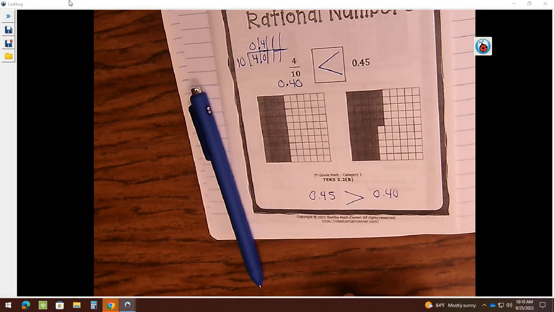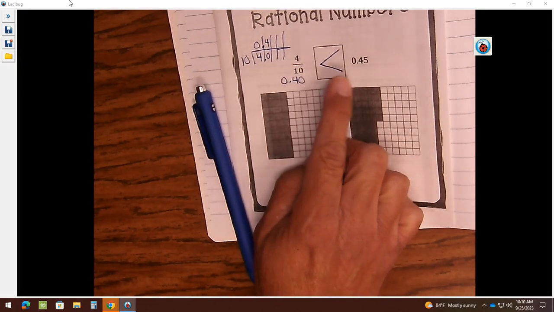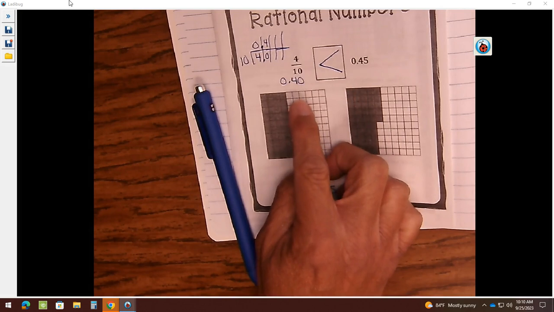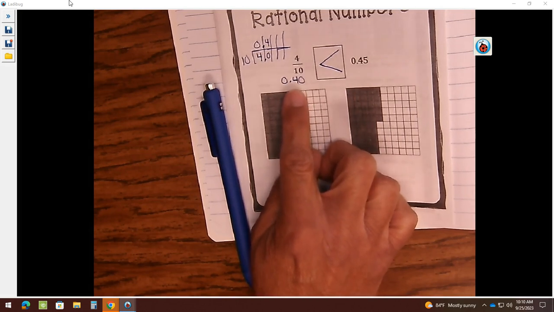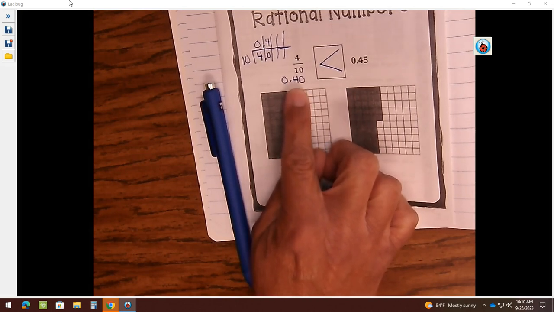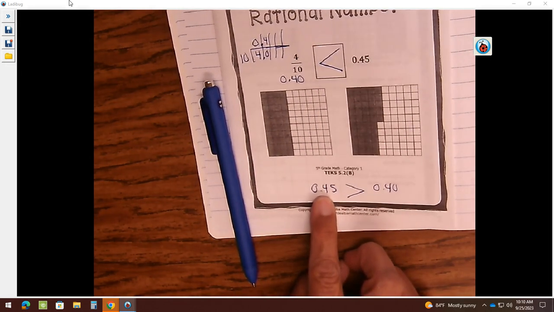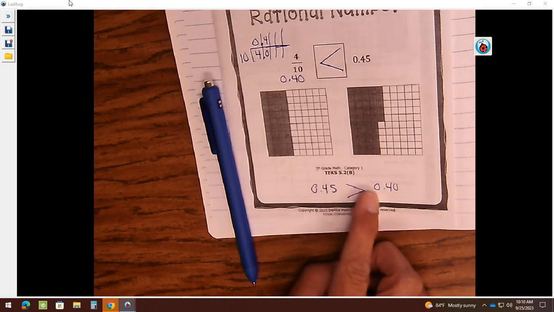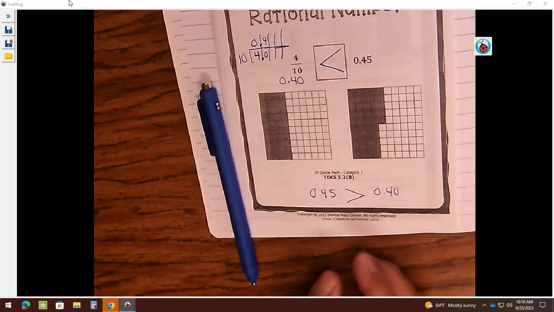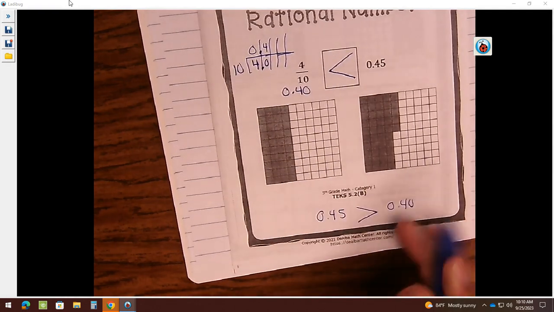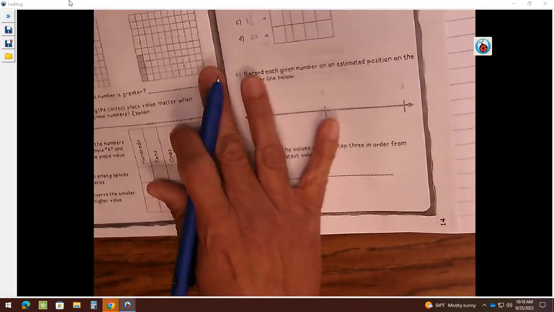Now, if I asked you, can you prove that 40 cents is less than 45 cents? You can prove it on a number line. Would this one be more to the left or to the right? Left. That's why it's less. Now look at this one. Would it be more to the right or the left? To the right. That's why it's greater. That would help you. Questions with the little notes? No. The next thing.